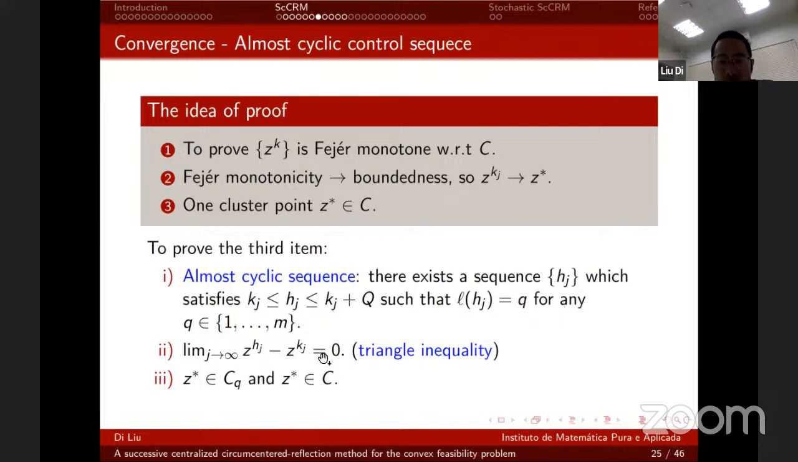So we can conclude that this z star belongs to C_Q, and because this Q is an arbitrary integer from 1 to m, we can conclude that this z star belongs to C, which is the intersection.